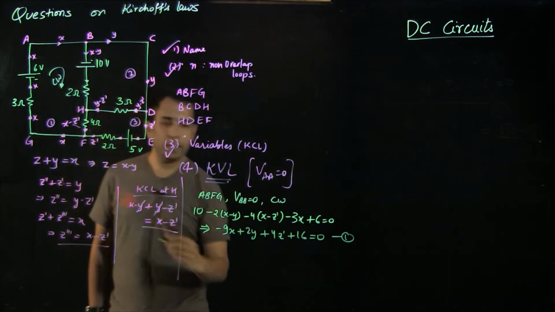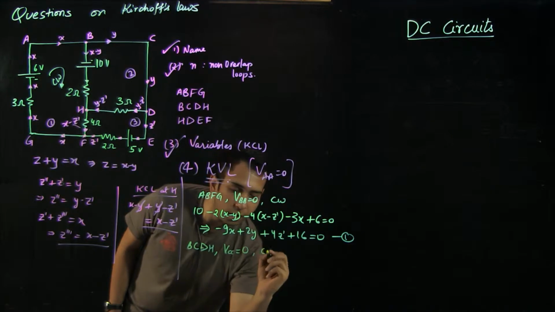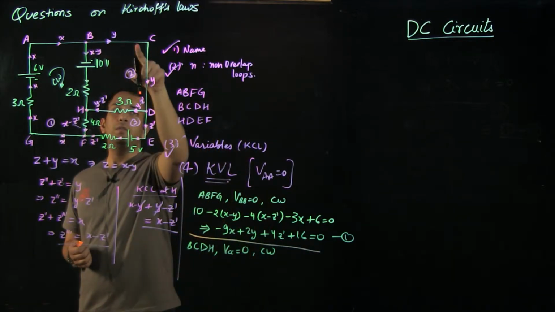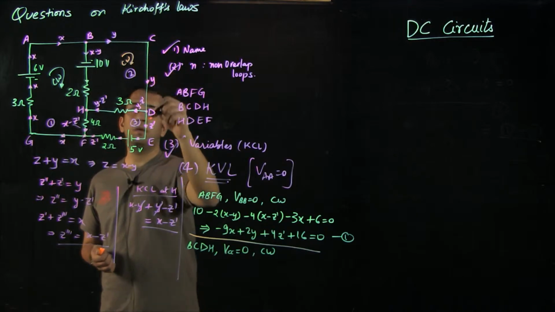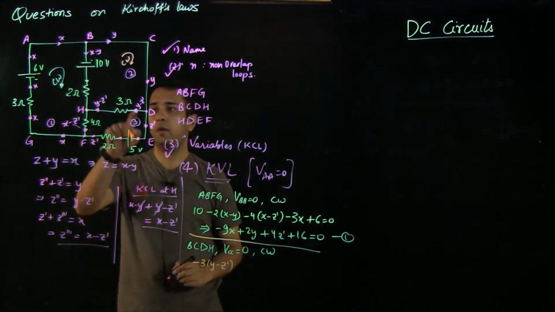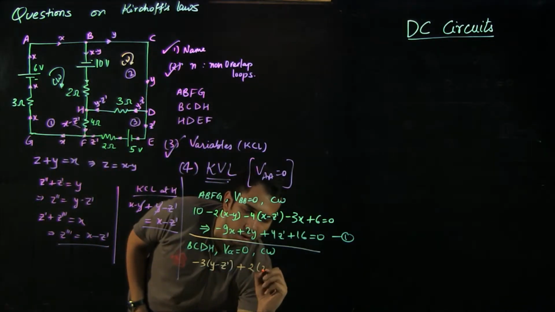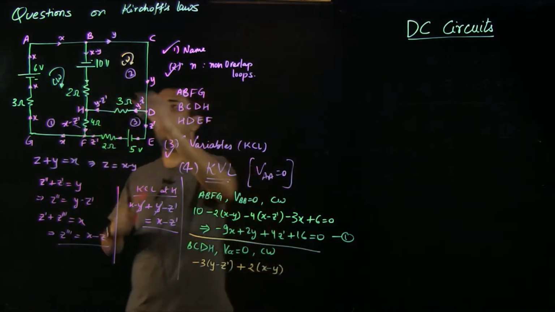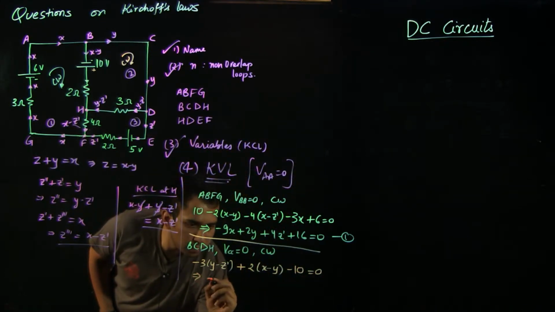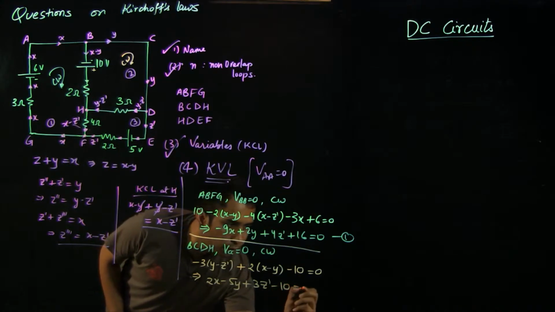Now for the second loop, which is B, C, D, H, let's start from point C and go in a clockwise direction. From C to D, nothing is there. From D to H, there is a drop of IR. From H to B, we are going in the opposite direction of the current, so there will be a gain of x minus y, and we are hitting the positive end of the battery, which means a drop of 10. So this gives us the second equation, which is 2x minus 5y plus 3z dash minus 10 equal to 0.